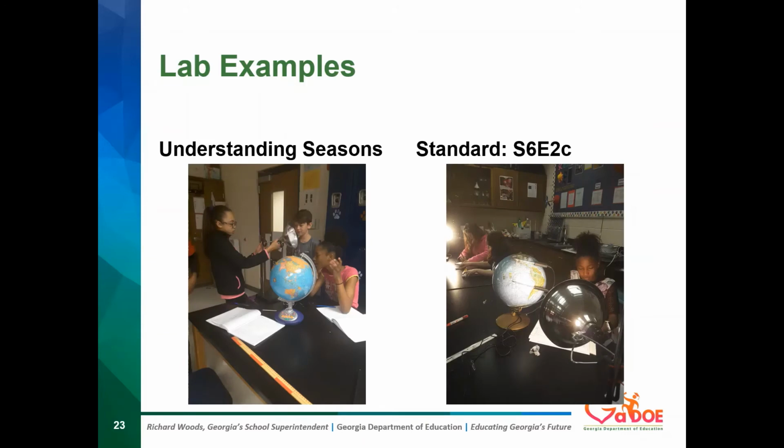In this second lab example, students are analyzing how the angle of sunlight affects the temperature at different latitudes. This lab was also a great way to incorporate math concepts such as box and whisker plots and basic graphing skills.